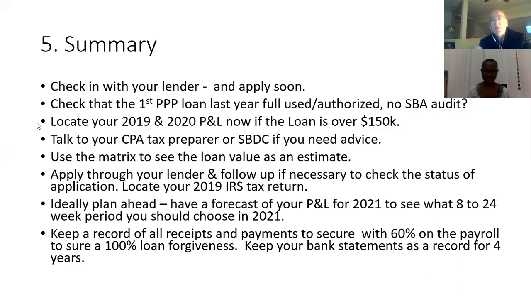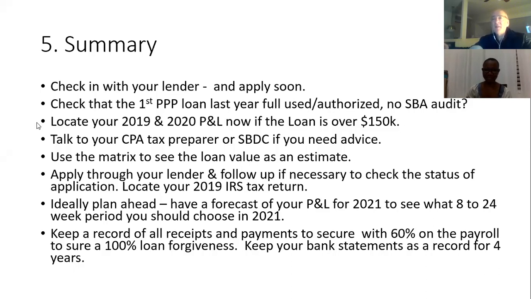My way of looking at that is, let's take the $20,000 as your PPP loan. You've got to use a minimum of 60% of that $20,000, that's $12,000, for payroll purposes over the forgivable period, whether that's the 8 weeks or the 24 weeks.